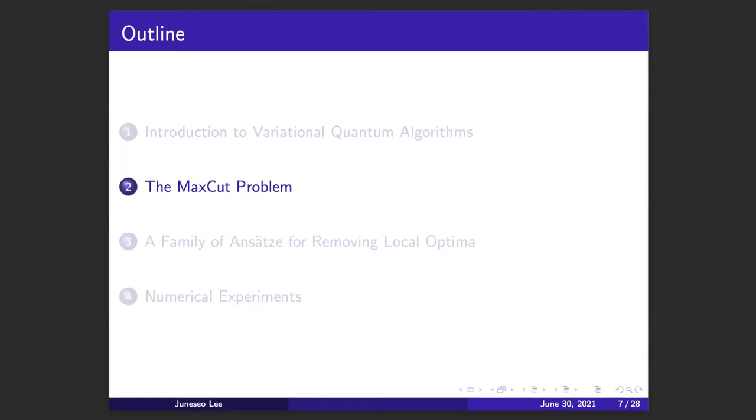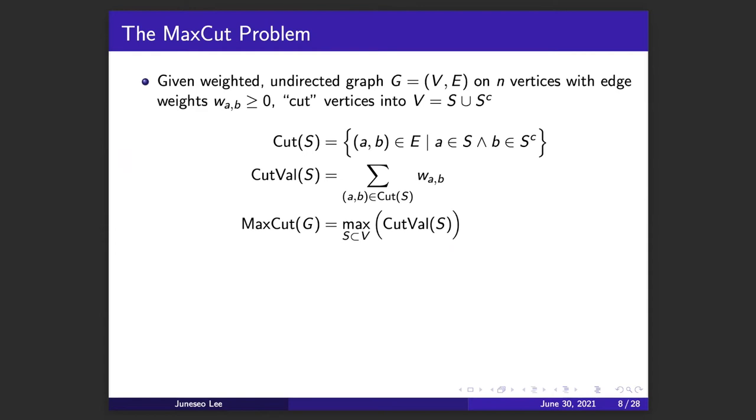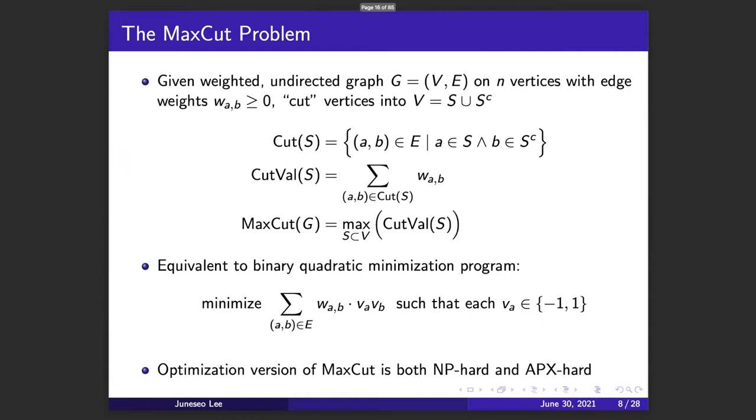So basically for MaxCut, you're given a weighted graph and you want to cut the vertices into two disjoint subsets, such that the sum of edge weights across the cut, or the cut value, which I'm going to call J, is maximized. Now in classical optimization, this is usually formulated as a binary quadratic minimization program, where the variables are either plus or minus one, depending on which side of the cut you're placing the vertex.